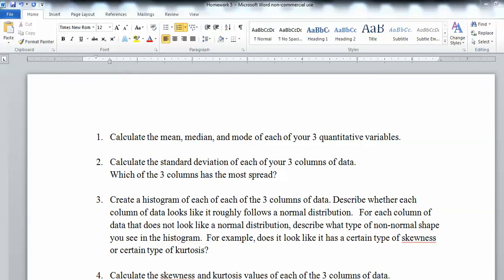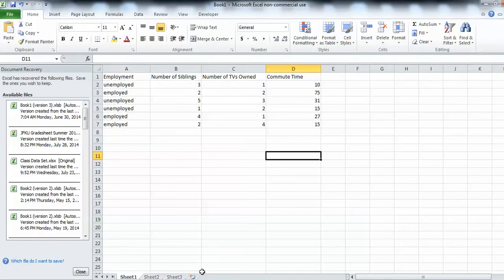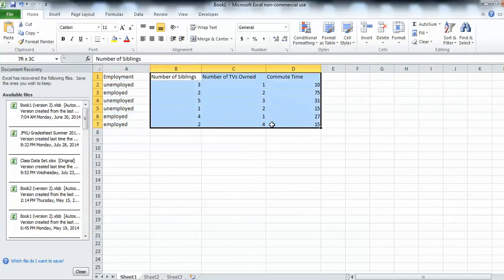Hi, I'm going to explain this week's homework assignment. Last week I asked you to collect a data set and enter the data into Excel. And your data set probably looks something like this. You have one column in which the answers are words like this, and then you have three other columns with numbers.